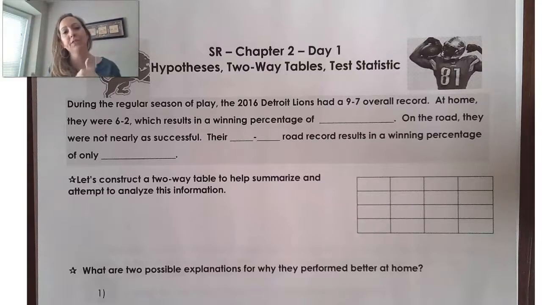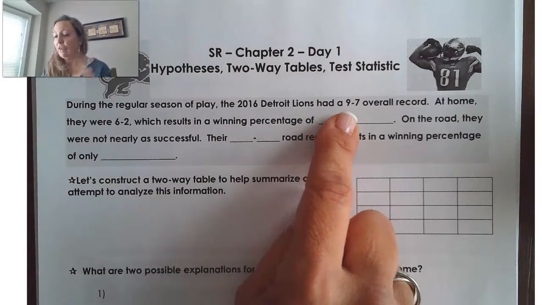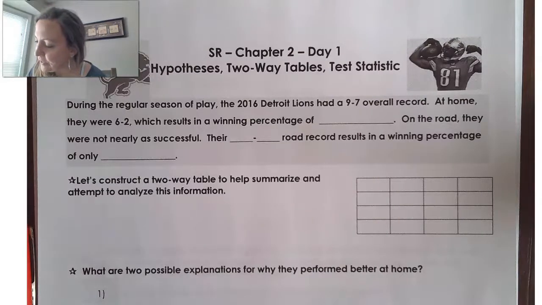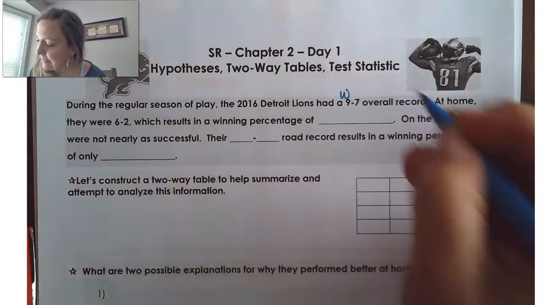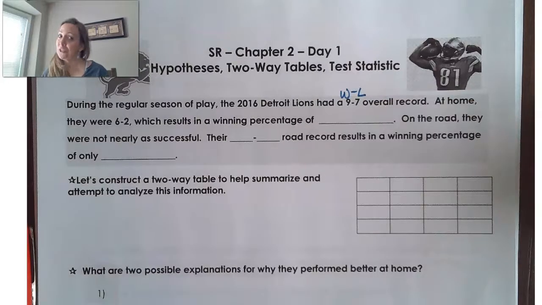All right, so what we're going to do is look back at the 2016 Detroit Lions. During the regular season of play, the 2016 Detroit Lions had a 9-7 overall record. For those of you that aren't familiar with sports, when they give a record, the first number is the number of wins, and the second one is the number of losses. So it was a good year for the Lions. They won more than they lost.